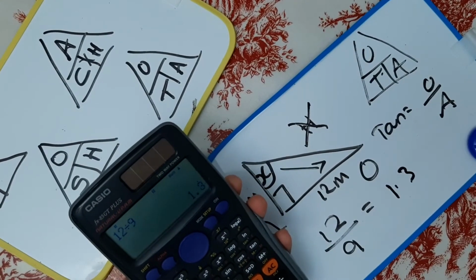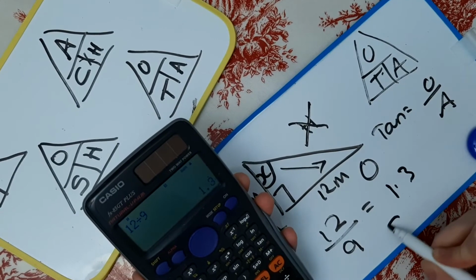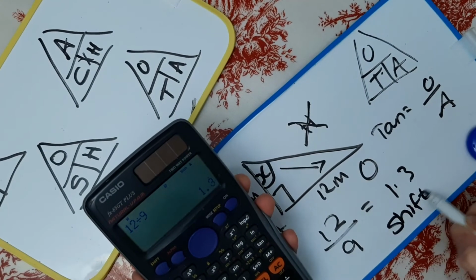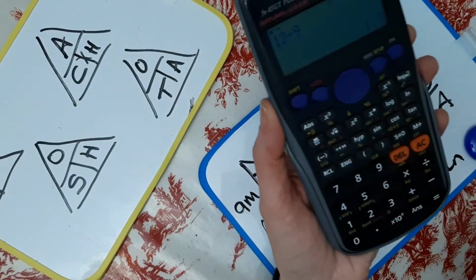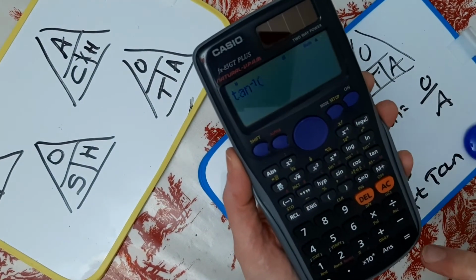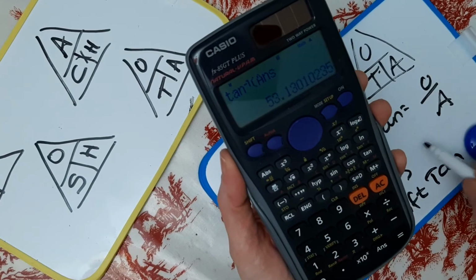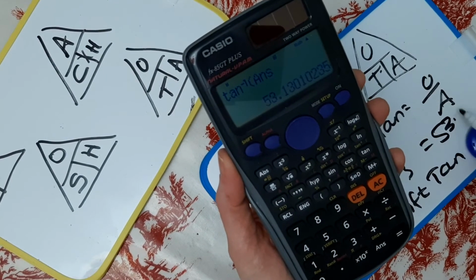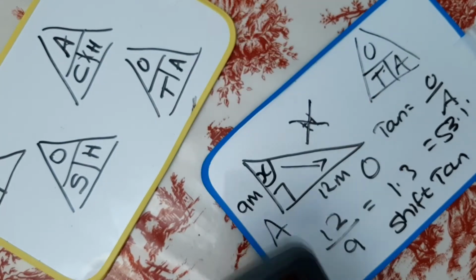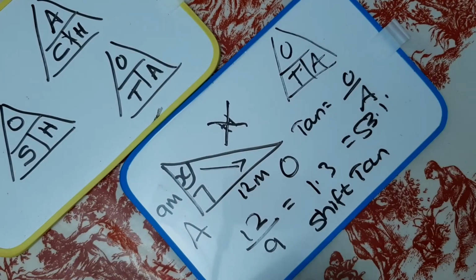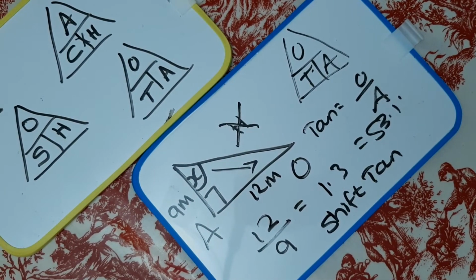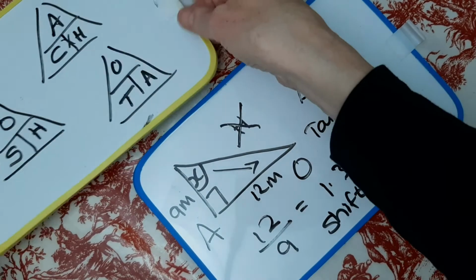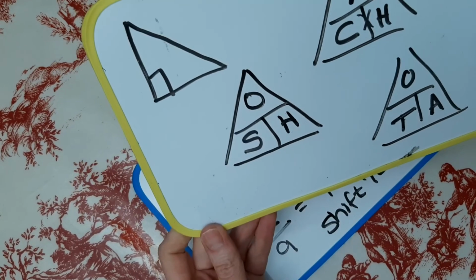The next thing you need to do is type in either shift or second and then tan. So now I press shift and tan and then equals, and I get my answer of 53.1 degrees. So that's how you calculate a missing side or a missing angle of a right angled triangle. These are the formulas that you need.